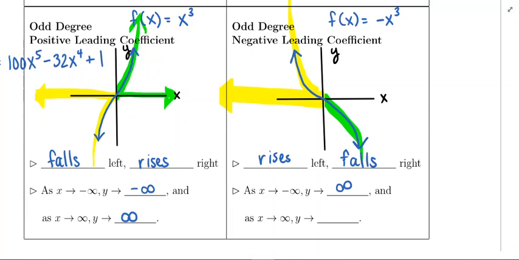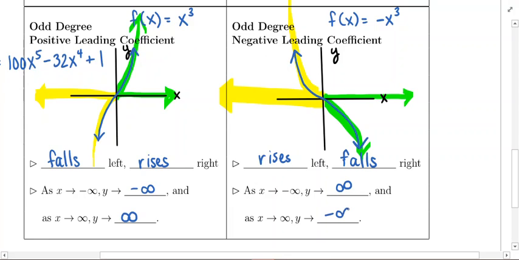And then you need to look in the other direction as your x values approach positive infinity. So if they travel this way, the corresponding y values are going down forever. So the y values are getting more and more negative. They are approaching negative infinity. So if instead we had the polynomial negative 100x to the fifth minus 32x to the fourth plus 1, this guy has an odd degree, negative leading coefficient. This is how it's going to act at the endpoints. It will rise to the left and fall to the right.